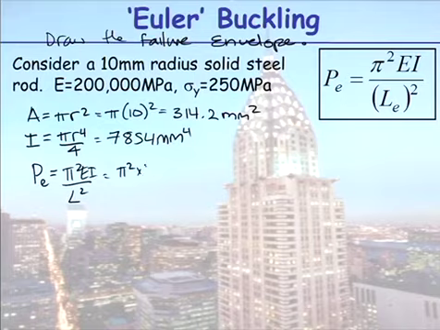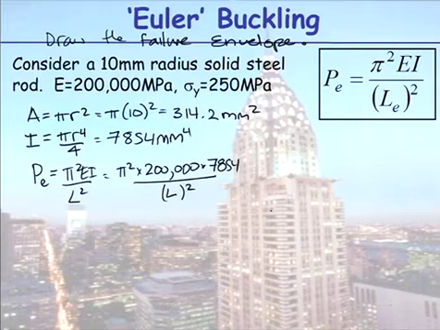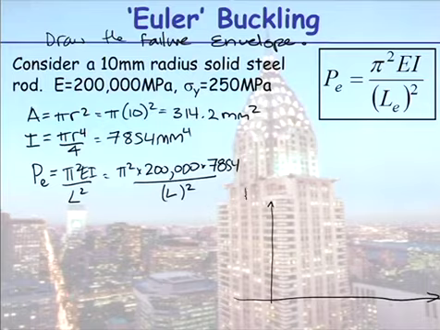Pi squared. I'm going to work in megapascals and millimetres to the fourth. Length is my variable here. So when I do plot this here, at 1 metre length, I'll graph it. I'll do some values. When L is, I'll start in millimetres, 300 millimetres.